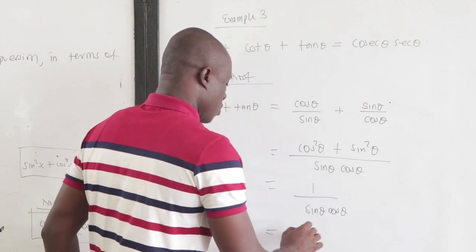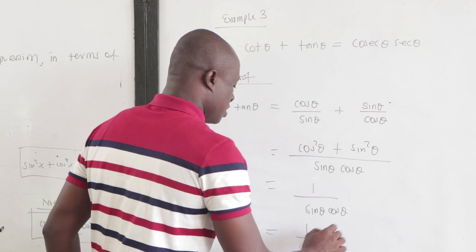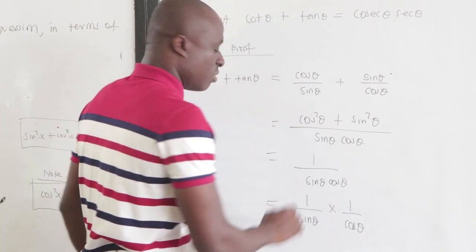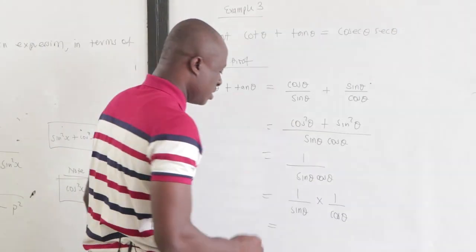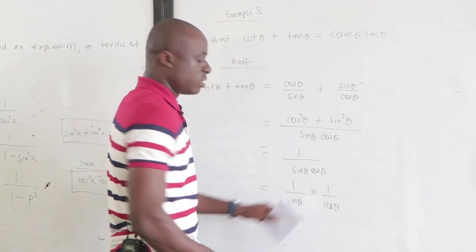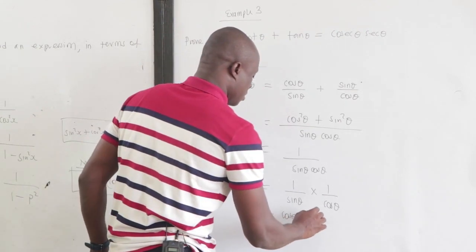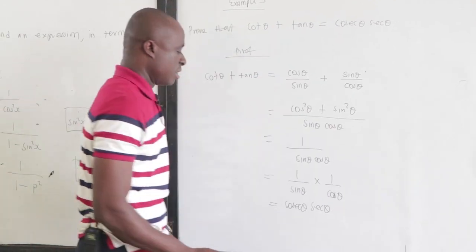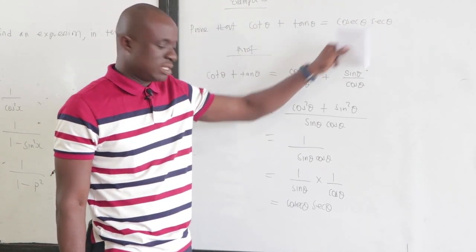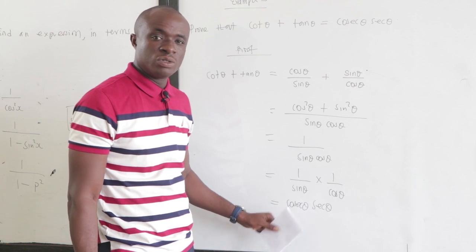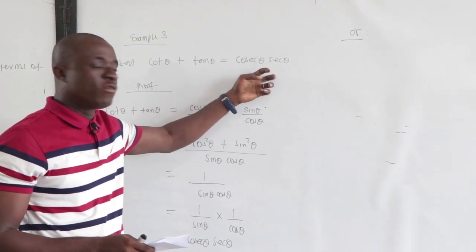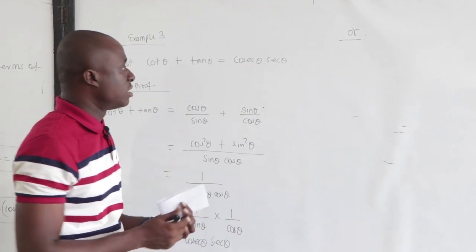And this is just 1 over sine theta times 1 over cos theta. Now, what is 1 over sine theta? 1 over sine theta is cosec theta. Then what is 1 over cos theta? That is sec theta. Now, the question says that we should prove that this is equal to what? Cosec theta sec theta. And then we have been able to prove. Or let's try from the right hand side and see if we're able to prove the left hand side.